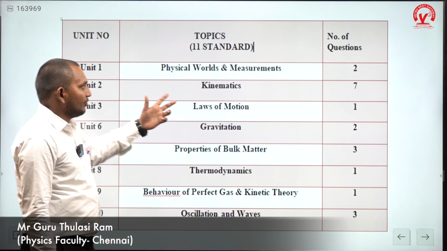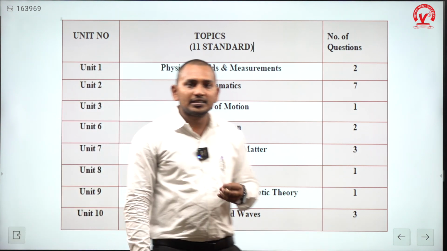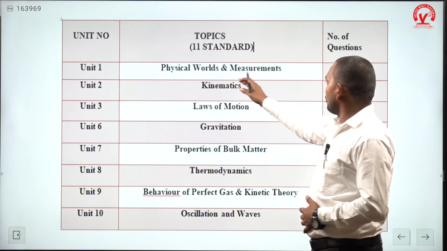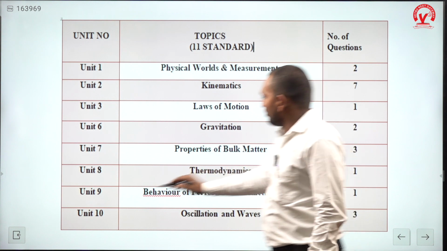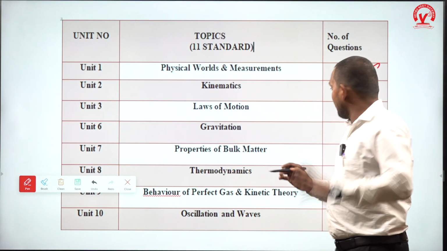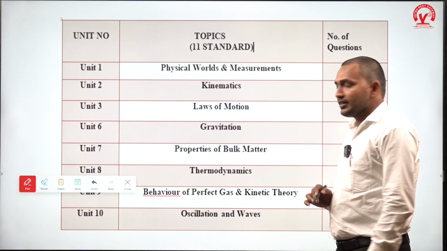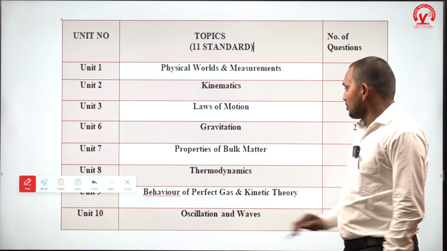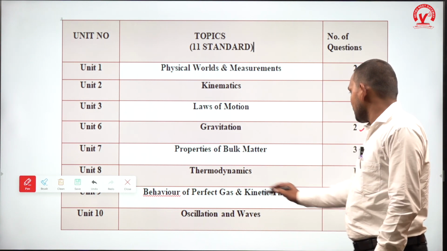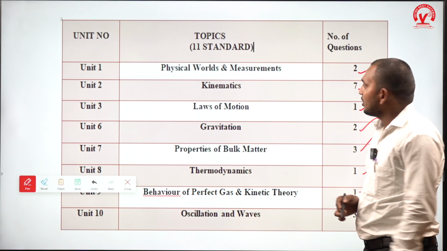Good morning, students. We are going to discuss the chapter-wise weightage of marks in the NEET exam 2023. In the first unit, physical world and measurement, they gave two questions, and kinematics 7 questions. This time the majority of questions are in kinematics. Laws of motion we get 1 question, gravitation 2 questions, properties of matter 3 questions, thermodynamics 1 question, perfect gas and kinetic theory 1 question, oscillations and waves 3 questions.